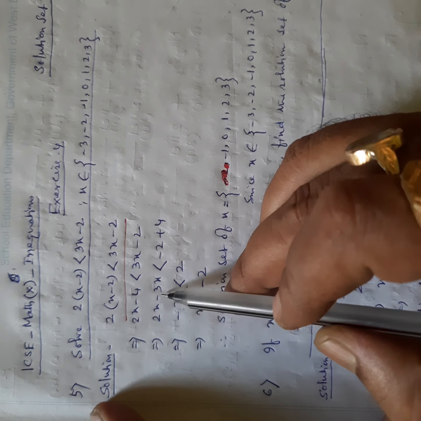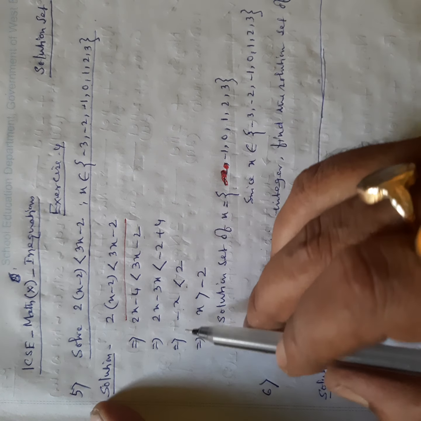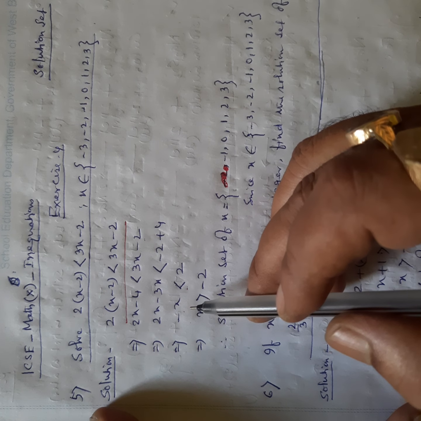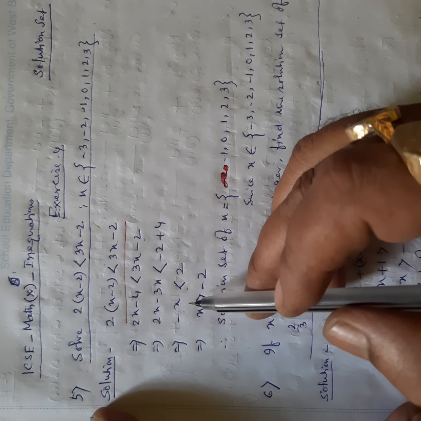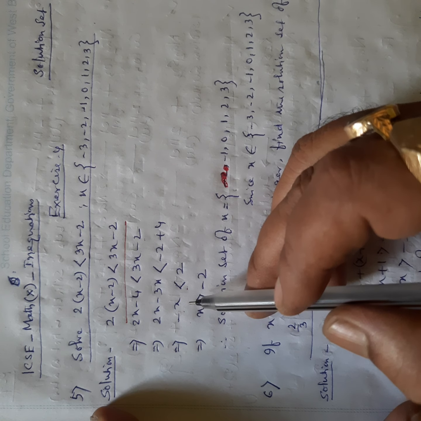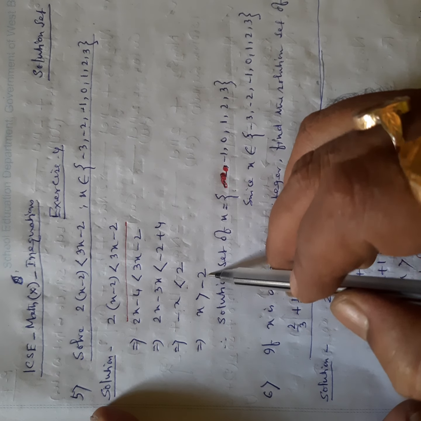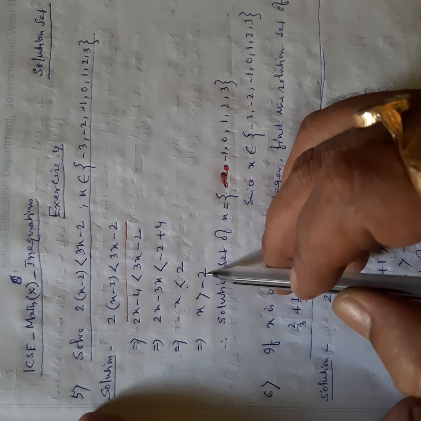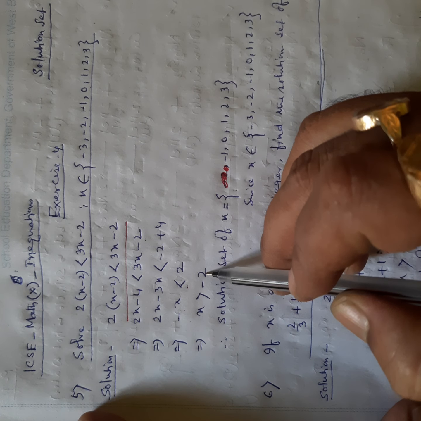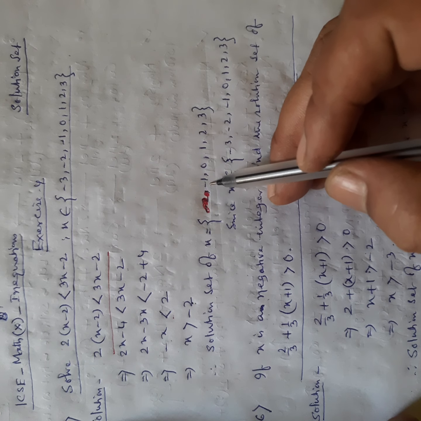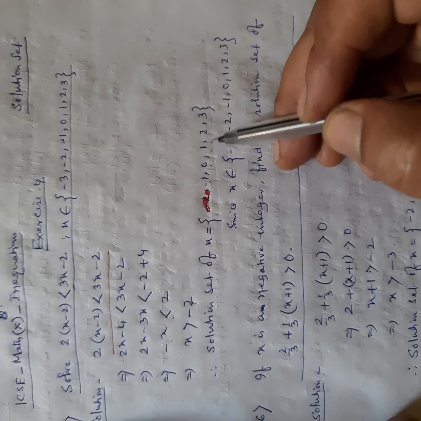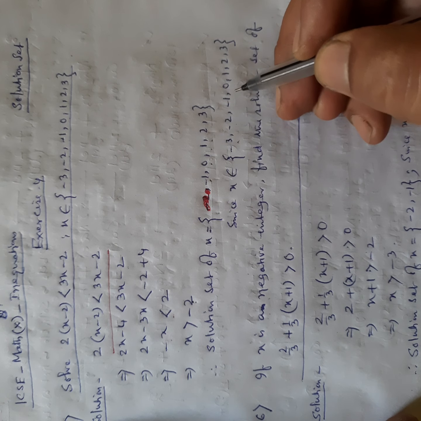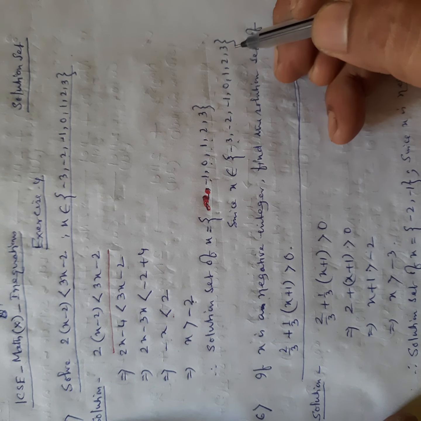This implies that 2x − 3x < −2 + 4. This implies that −x < 2... that is, −x < −2 as stated. Again we get −x, so we multiply by −1 on both sides, and when we multiply by −1 on both sides, the inequality sign is changed. So x > −2. That means the solution set is greater than −2, not equal to −2. So the solution set of x is {−1, 0, 1, 2, 3}, since x belongs to {−3, −2, −1, 0, 1, 2, 3}.